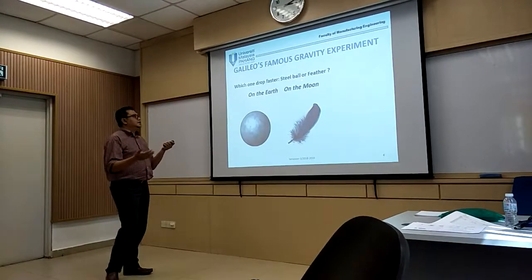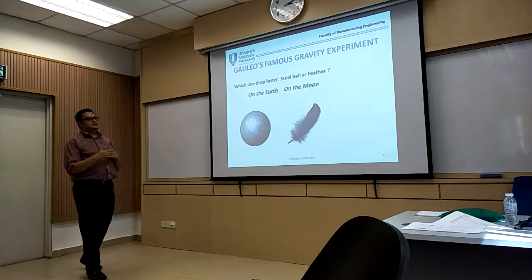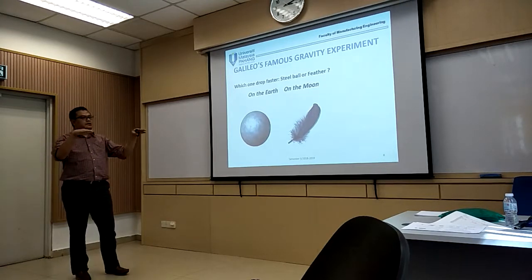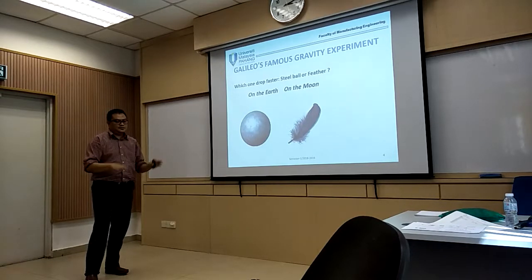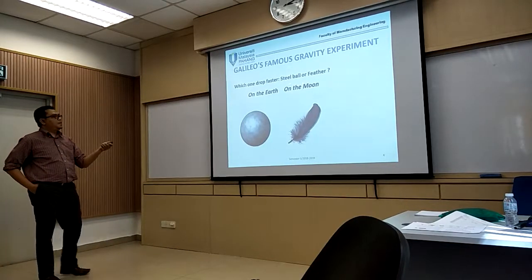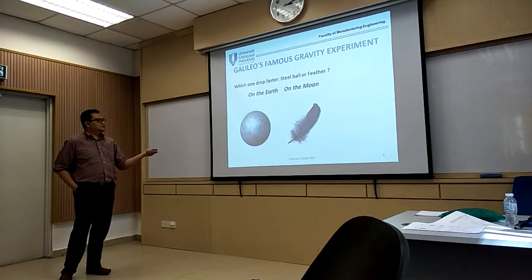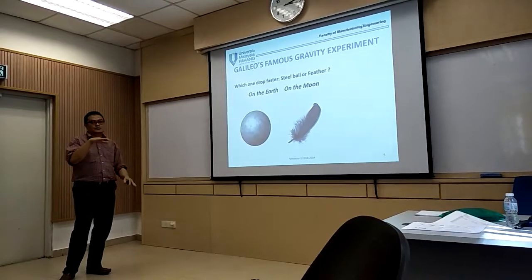He did some experiment, which is a gravity experiment. What he did is he dropped two different materials from the same height. Then he wanted to know which one touches the ground faster. For example, in this case, we have a steel ball and a feather. Let's say these two materials we drop at the same height at the same time on the earth. Which one will drop faster?